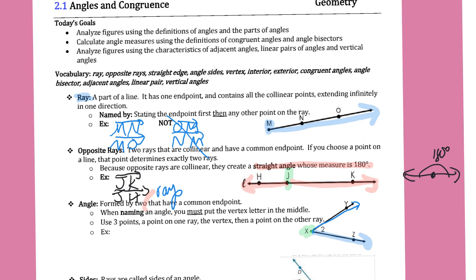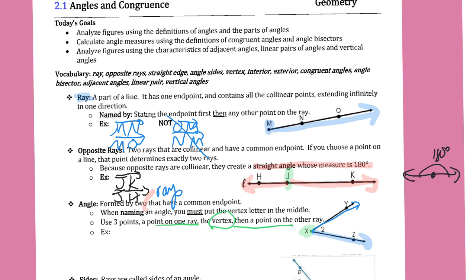And so we can talk about this, we can name it. But I think when you name it, you've got to use three letters. How do you name it? Well, you start with a point on one of the rays, and then you do the vertex, and then you do a point on the other ray. So it'd be YXZ would be the angle.